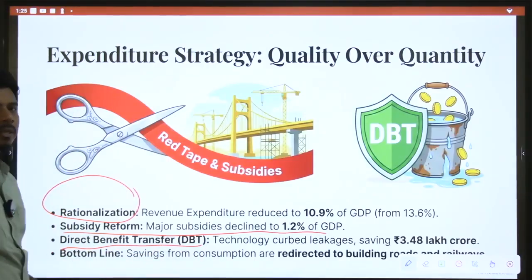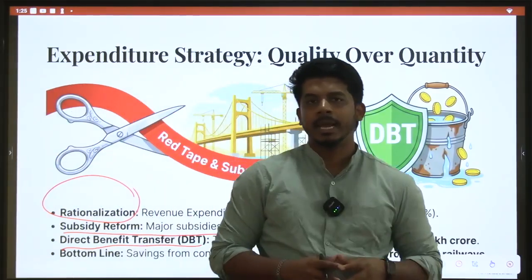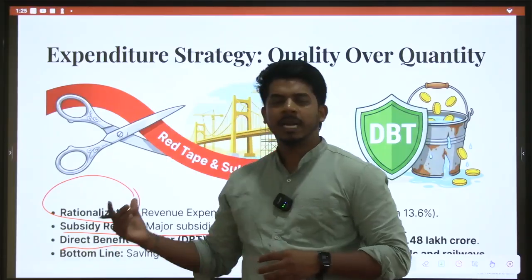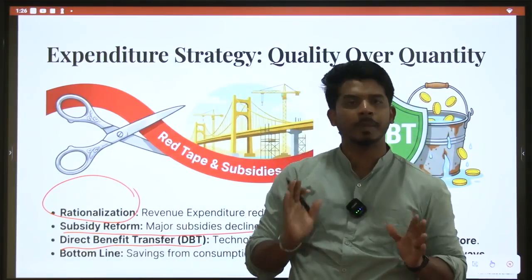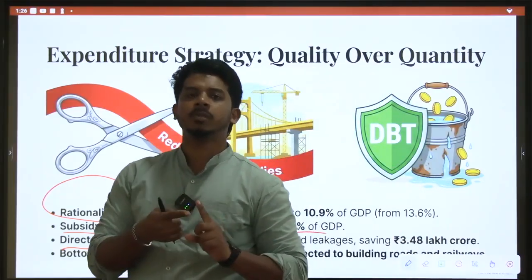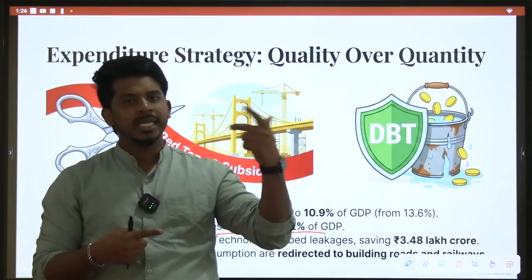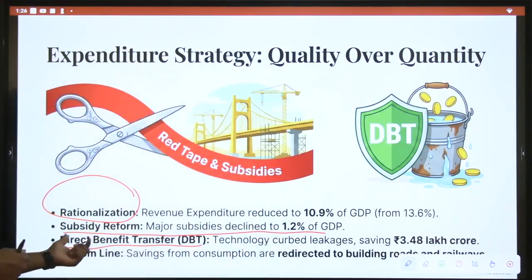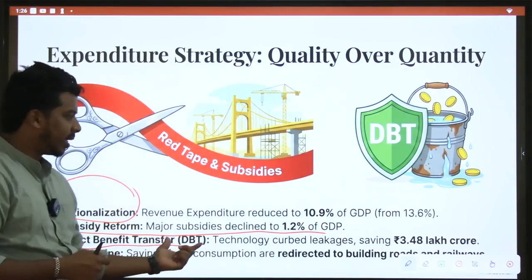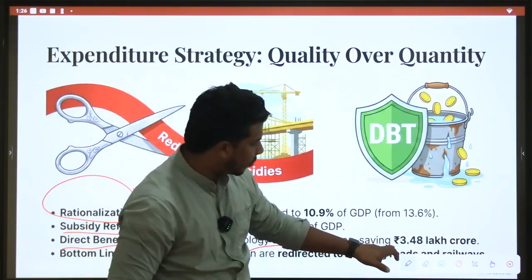So instead of giving money to middlemen or companies, the amount of subsidy being given under various schemes is now being sent directly to the beneficiaries, to the genuine people. Because bank accounts are now linked to Aadhaar and PAN, it is easy to verify who is a genuine beneficiary and who is not. So direct benefit transfer has curbed so many leakages, saved 3.48 lakh crore.